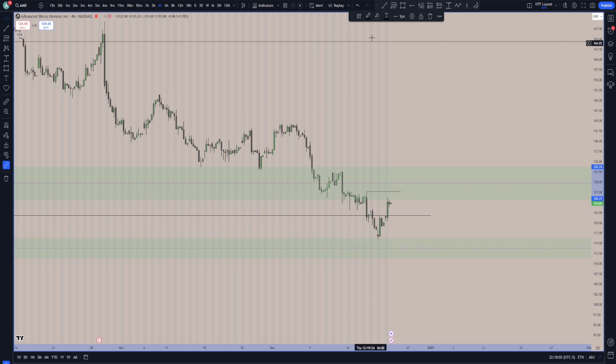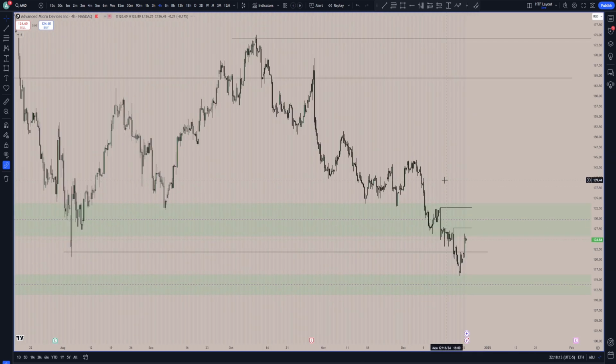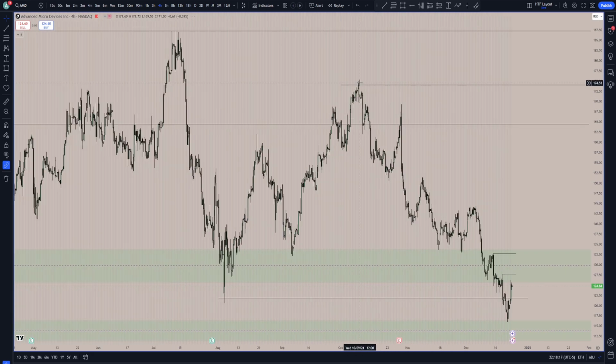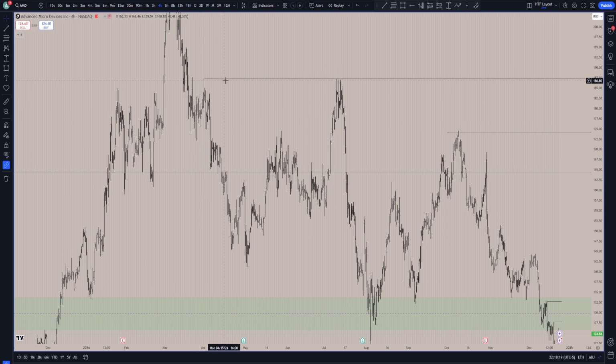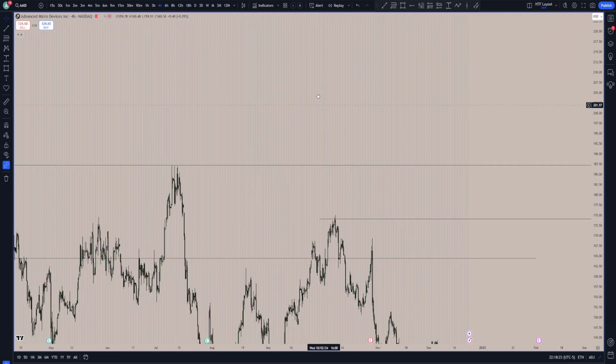A close above here on the 4-hour, 132.74, will eventually have this entire stock just start continuing, pushing up towards liquidity up here, here, here, here, our 187 level, which has relative equal highs, which is a magnet, and then eventually all-time highs.